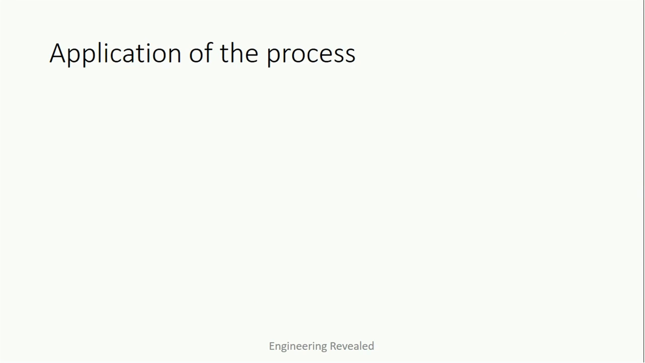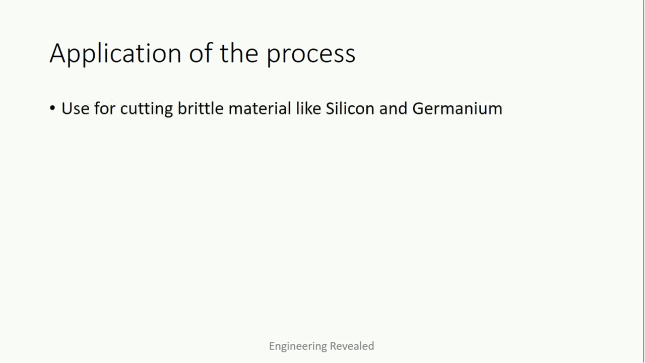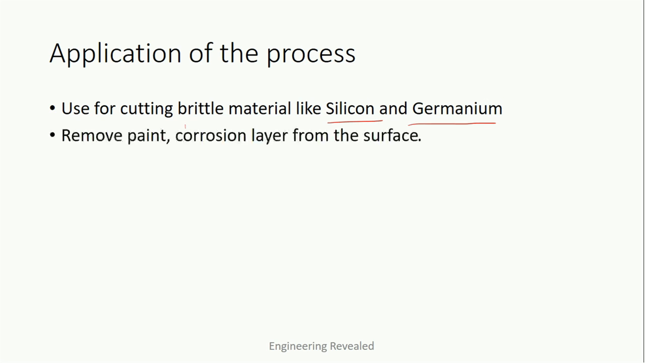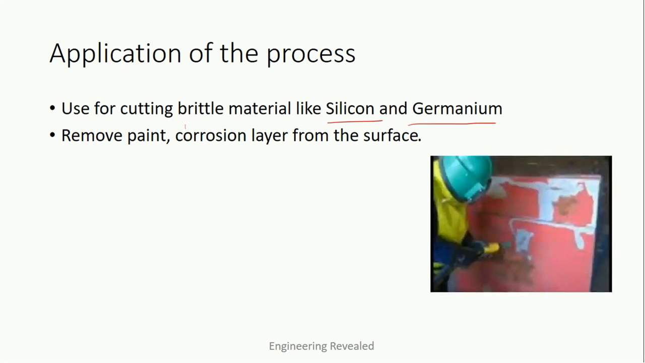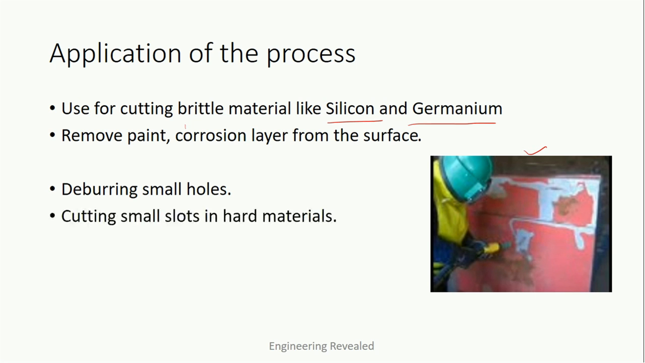So where can we use this process? This process is used for the cutting of brittle materials like silicon and germanium. Silicon and germanium are mostly used in the electronics industry. It is also famously used to remove paint and corrosion layers from the surface. This is one of the examples. Also deburring, small holes and cutting small slots in hard material.